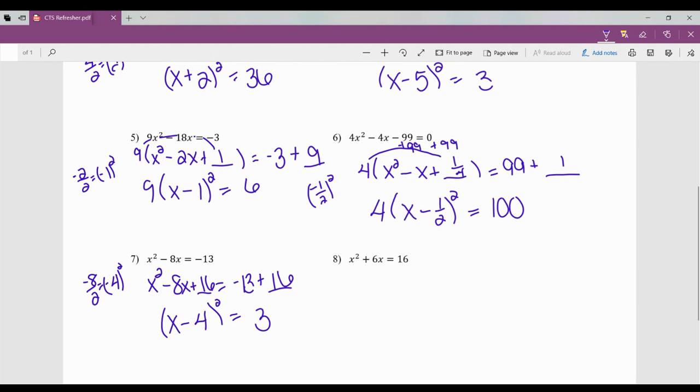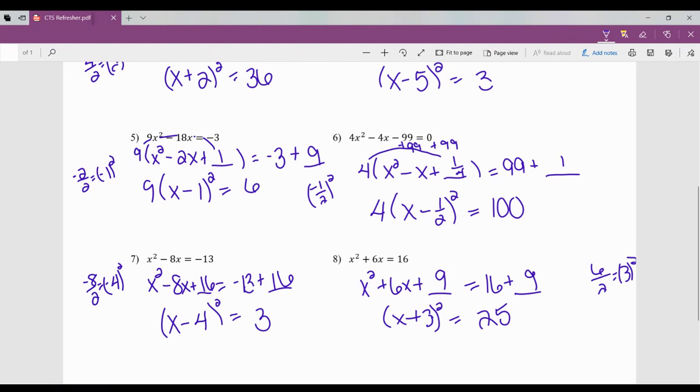All right, and last one, we take that middle term. So x squared plus 6x plus blank equals 16 plus blank. So 6 divided by 2 is 3, and then we're going to square that. So we add 9 to this side, add 9 to that side. x plus 3 squared equals 25. Final answer.